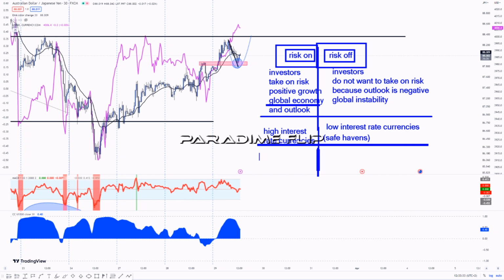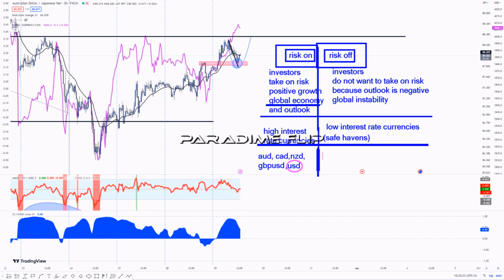So our high interest rate currencies: the Australian dollar, CAD, the Canadian dollar, the New Zealand dollar, the GBP USD. We also have the US dollar, but the US dollar tends to be more of a safe haven, and we'll get into that. So just remember that.